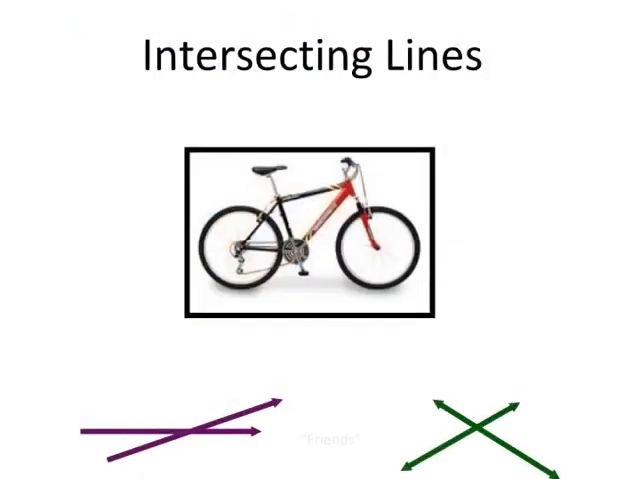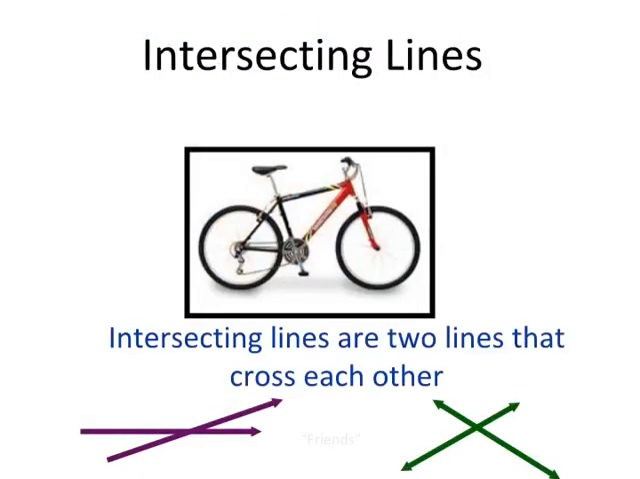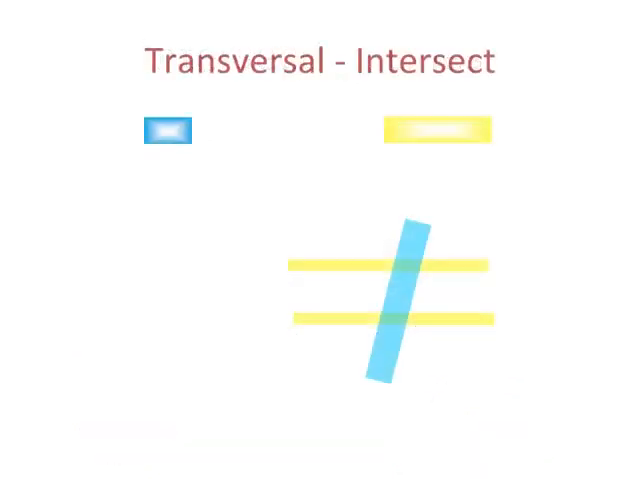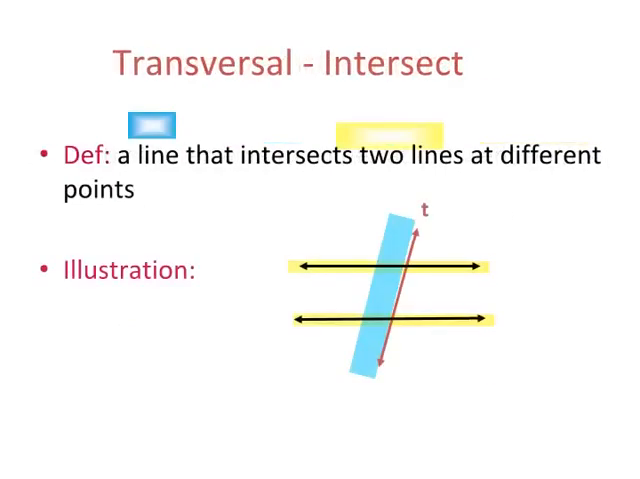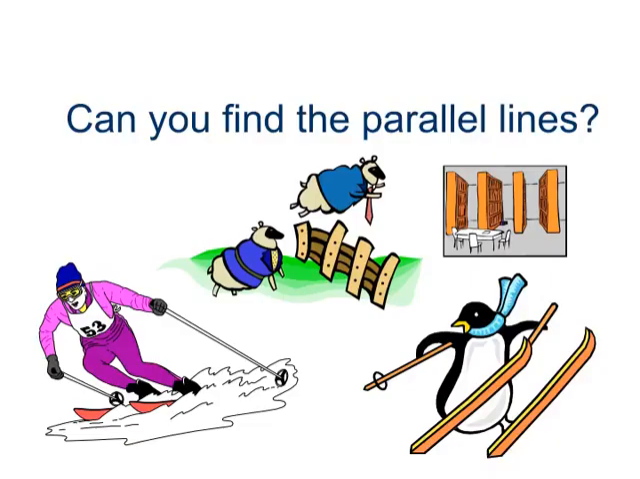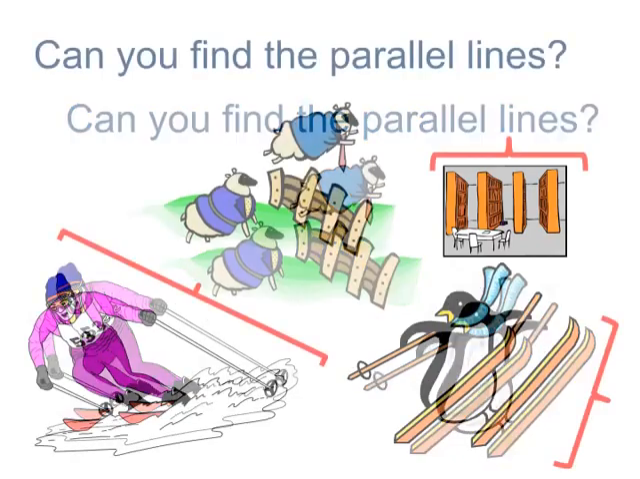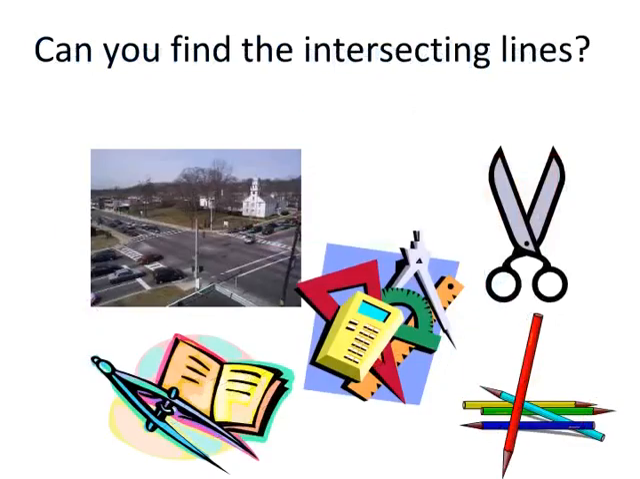Intersecting lines. Intersecting lines are two lines that cross each other. Look at this. Transversal lines. A transversal is a line that intersects two lines at different points. Here is the illustration. Line T is intersecting the two parallel lines. Can you find the parallel lines? Here they are. Can you find the intersecting lines?